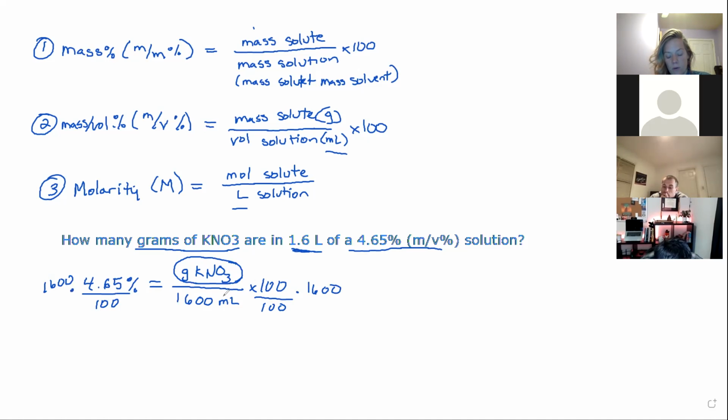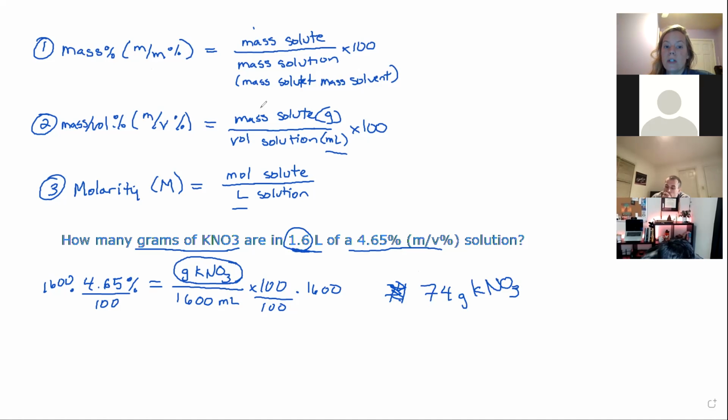I just had 4.65 divided by 100 multiplied by 1,600. That gives 74.4. We only have two sig figs here, so I guess we have to round to just 74. So 74 grams of the KNO3.